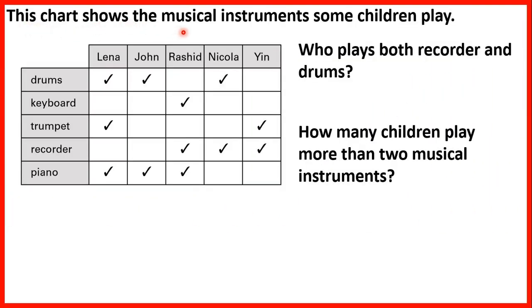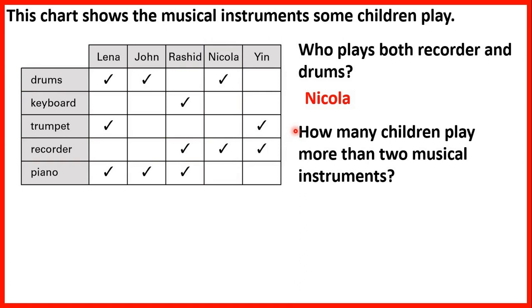This chart shows the musical instruments some children play. Who plays both recorder and drums? So we can see that this row shows who plays the recorder, and this row who plays the drums. So the only child who has a tick for both drums and recorder is Nicola. So Nicola plays both the recorder and the drums. All of the other children play either the drums or the recorder, but not both.